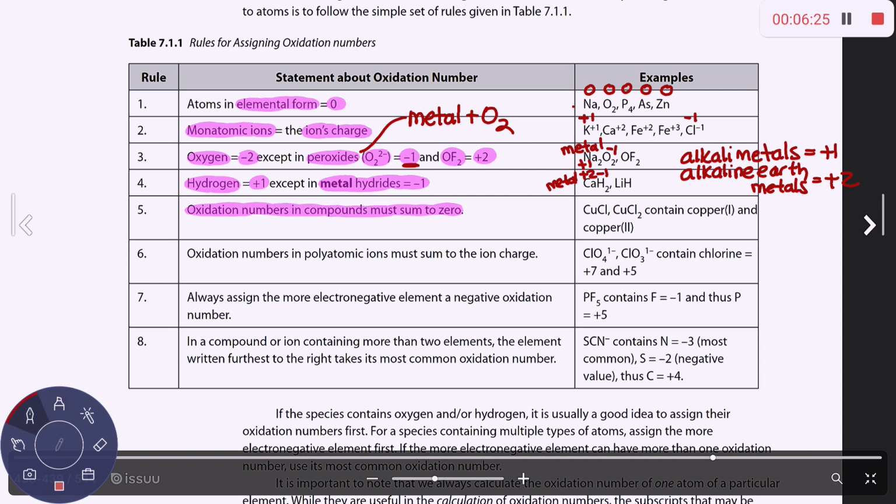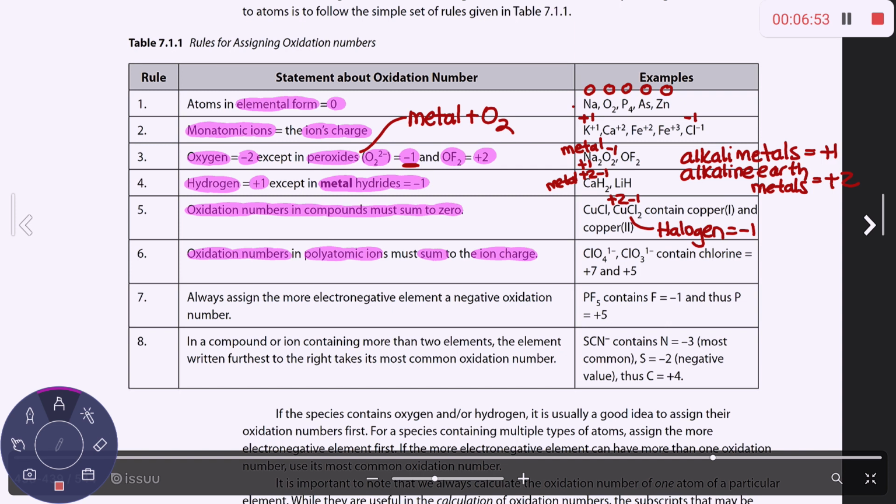So if I'm looking over here at CuCl2, Cl is a halogen. Generally speaking, it's okay to assign a halogen an oxidation number of -1, which is the same as its charge. Copper, we're going to determine: if I've got 2 chlorines at -1, then copper must be a +2 for its oxidation number. Okay?